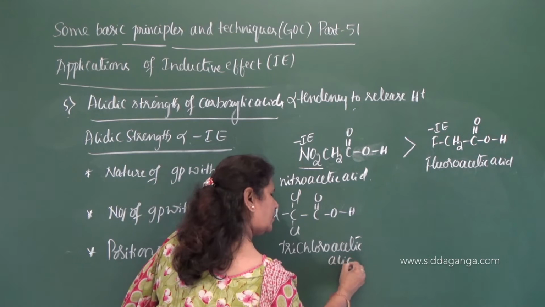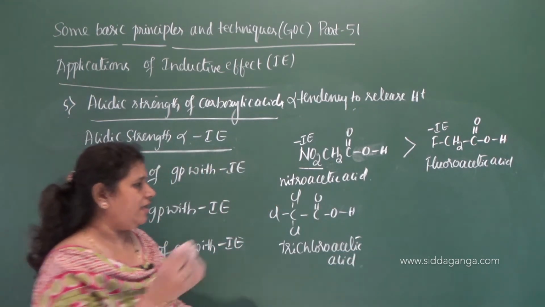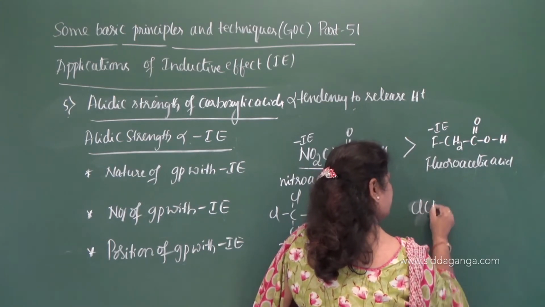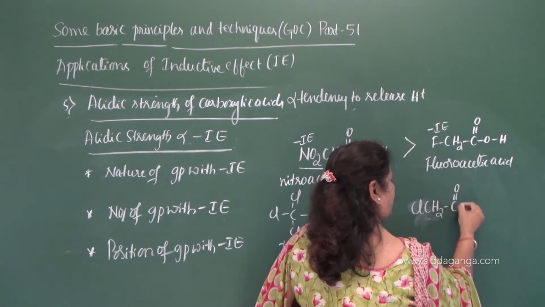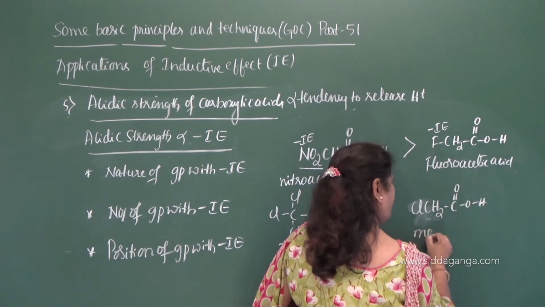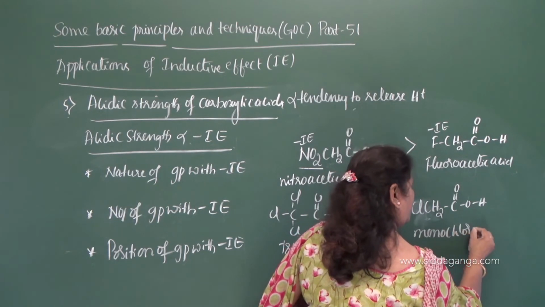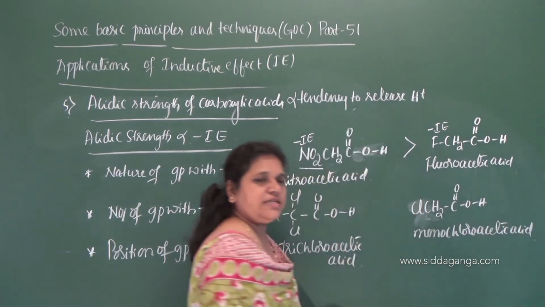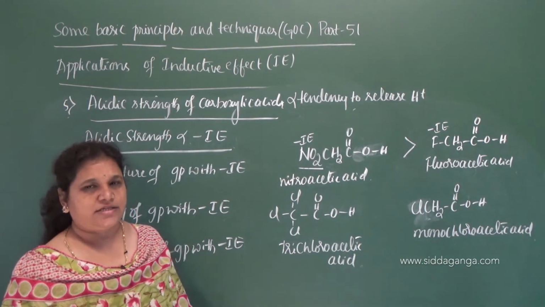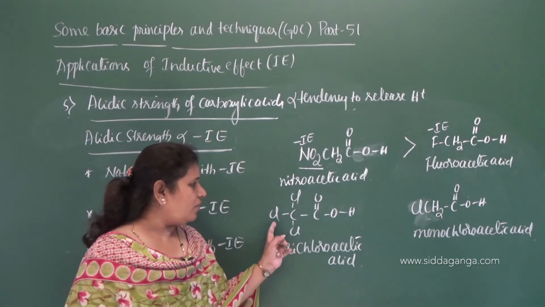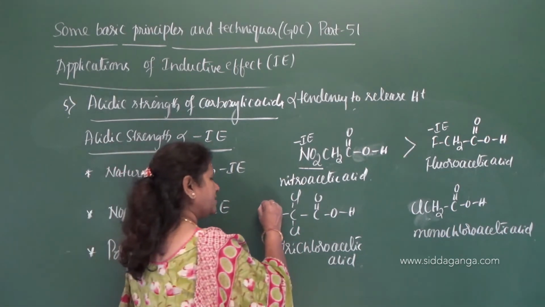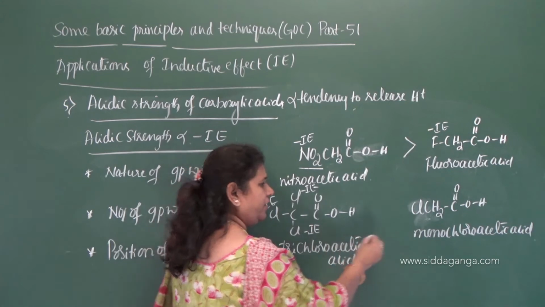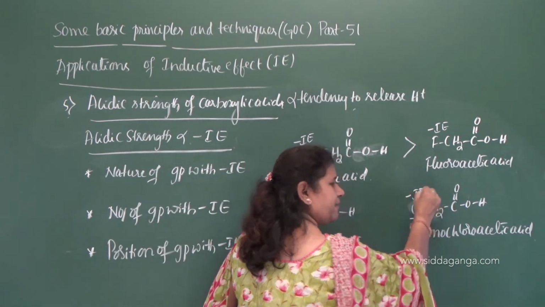Trichloroacetic acid. Now you take here CH2Cl COOH, monochloroacetic acid or chloroacetic acid, you can say. Here the three chlorine atoms are there. All these three exert minus I effect, negative inductive effect. Here only one chlorine atom exerts minus I effect.